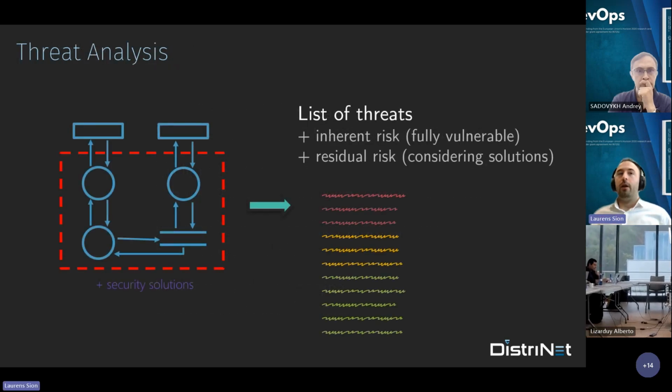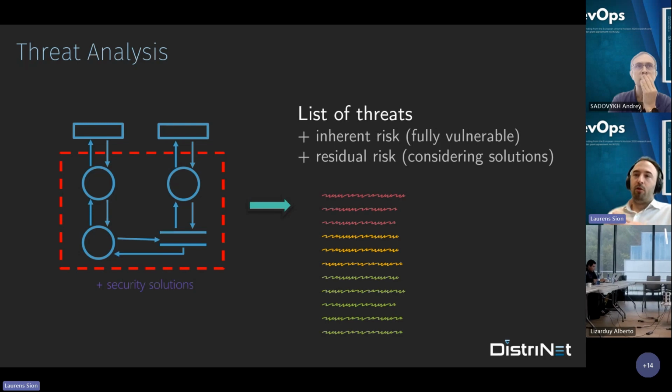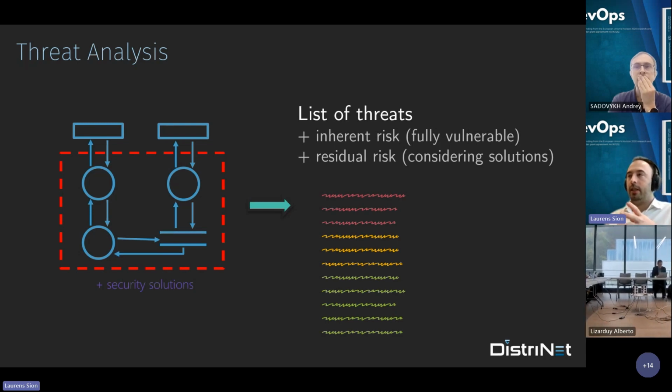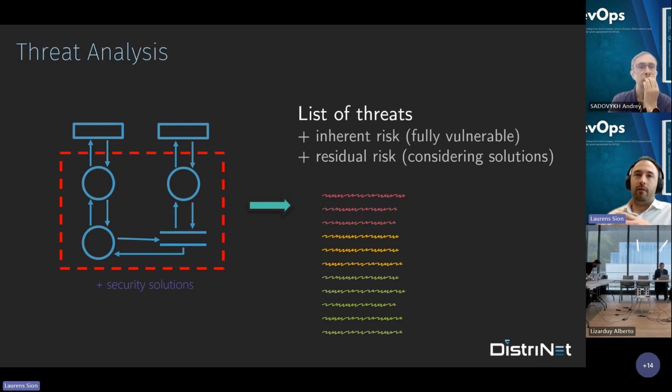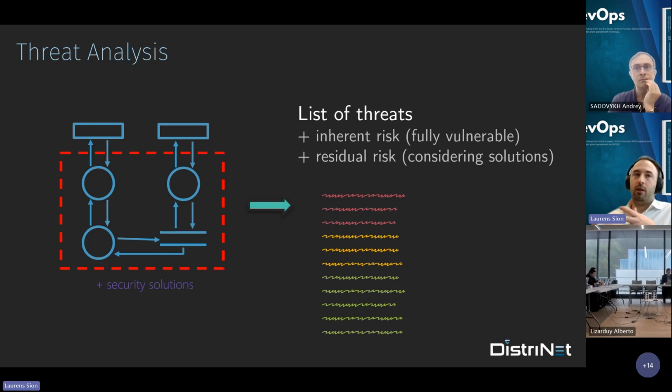So let's zoom into a bit more detail in the information that we have as part of this analysis. As a main input, you have the model itself, a data flow diagram of the system, and we enrich this as well with different kinds of security solutions. So this allows us to keep track of the different mitigations that have been added to address certain threats. And from that input, the tool will analyze it and will give you a list of threats.